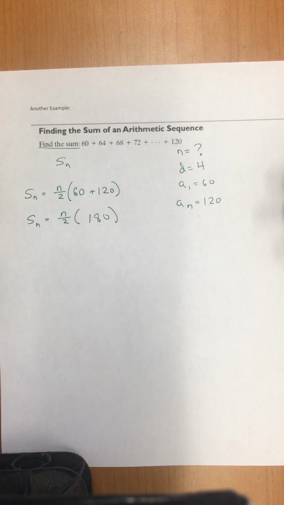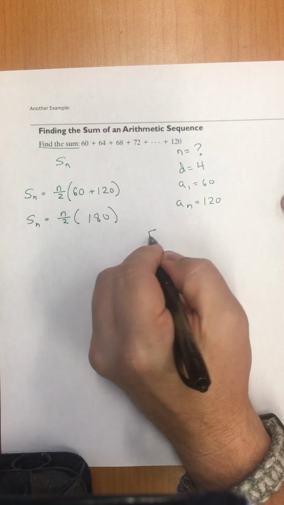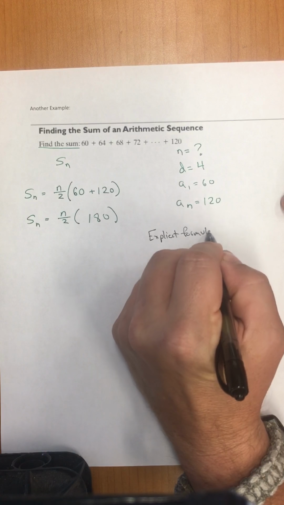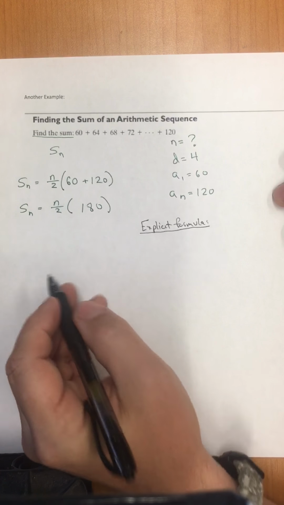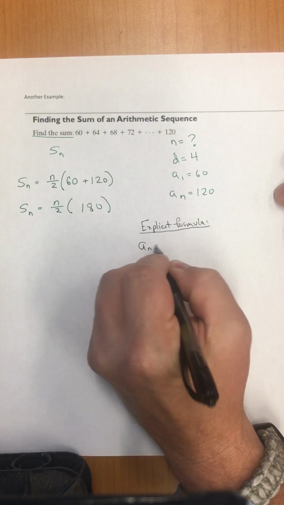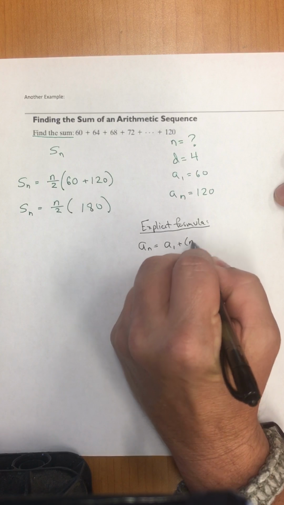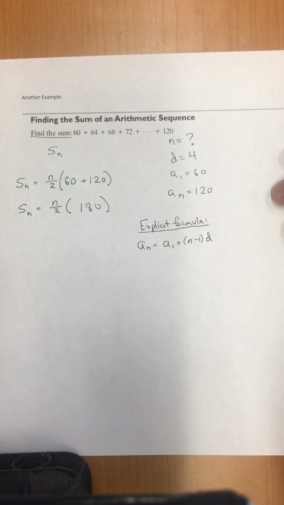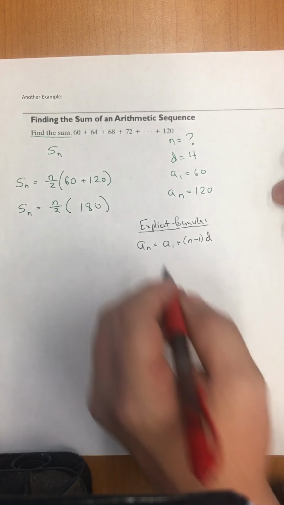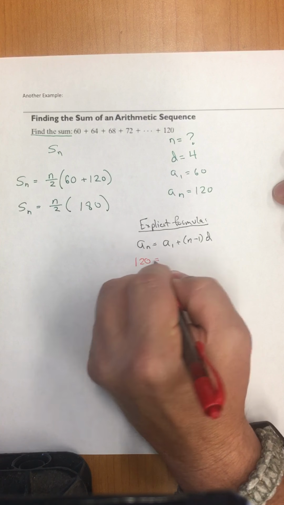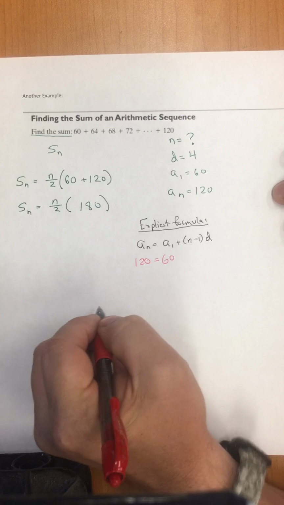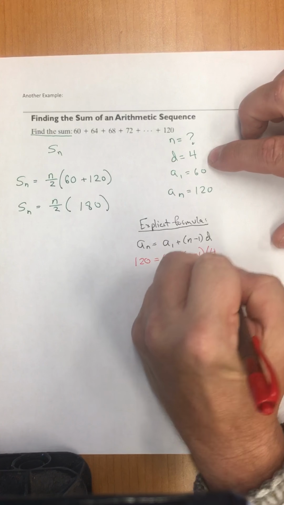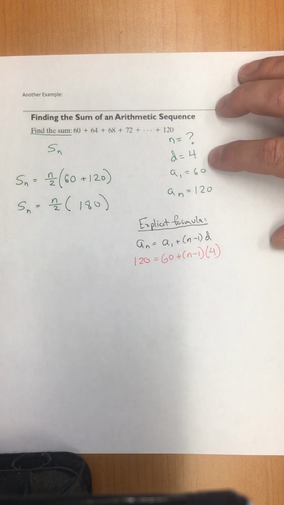So my trick is I'm going to jump back to the explicit formula. Remember, the explicit formula says a sub n equals a sub 1 plus n minus 1 times d. And so this trick is very similar to the one we did a couple of problems ago. I know the last term is 120. I know the first term is 60. I don't know the number of terms, but I do know the common difference is 4.